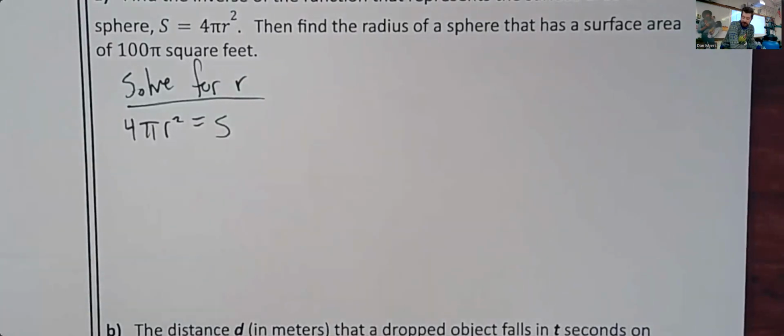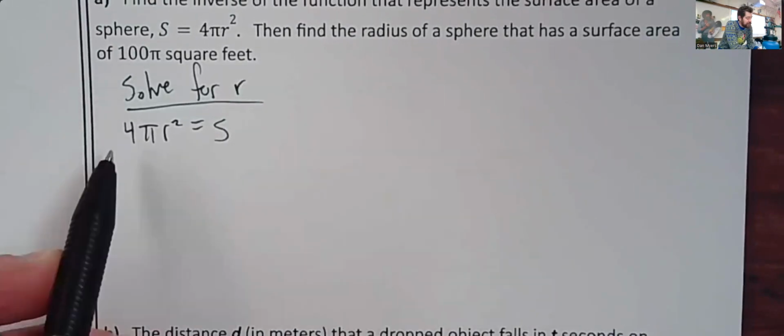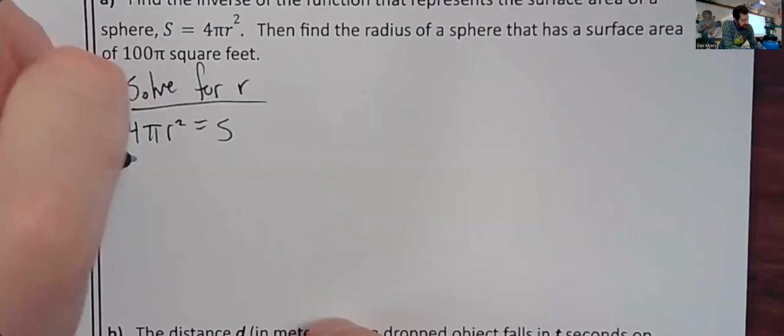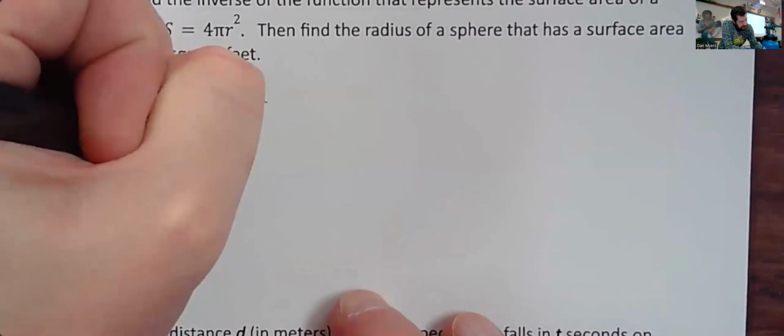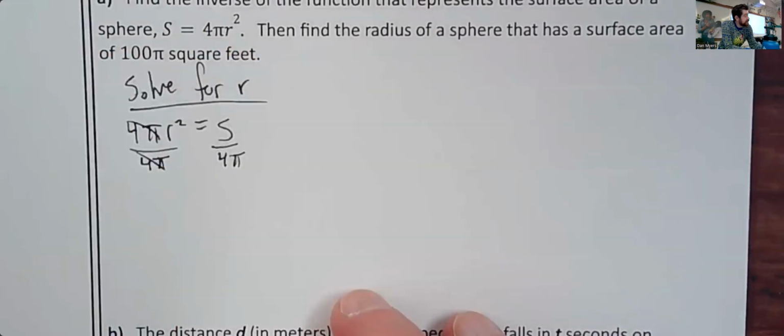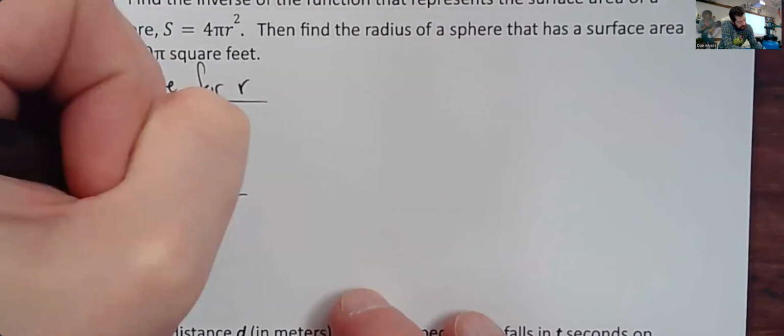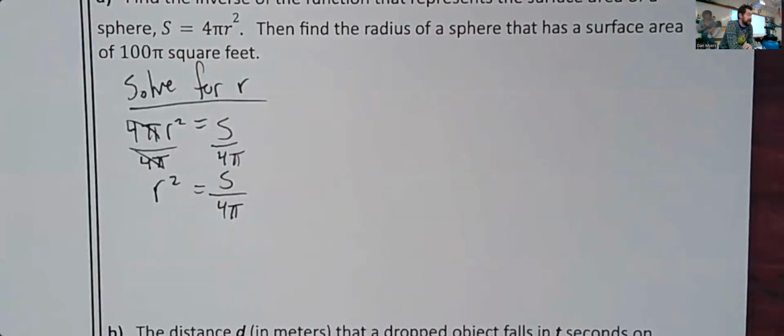And then let's get r by itself. So we can get rid of the 4 times pi by dividing away 4 times pi. So just divide by 4 pi on both sides first. 4 pi's cancel on the left. And that's going to give us r squared equals capital S over 4 pi. Nothing to reduce there. It's just a fraction. And then to get r by itself, what are we doing?